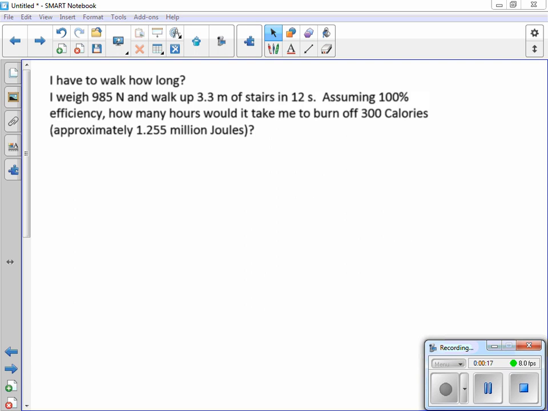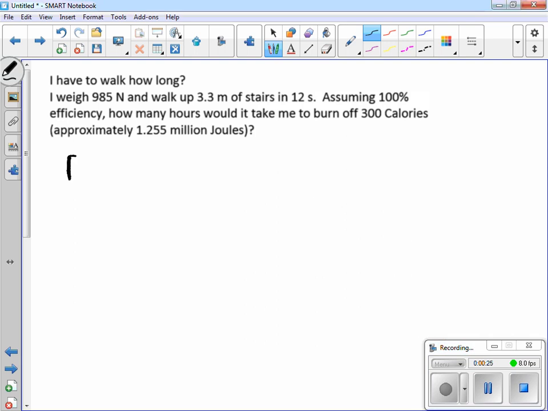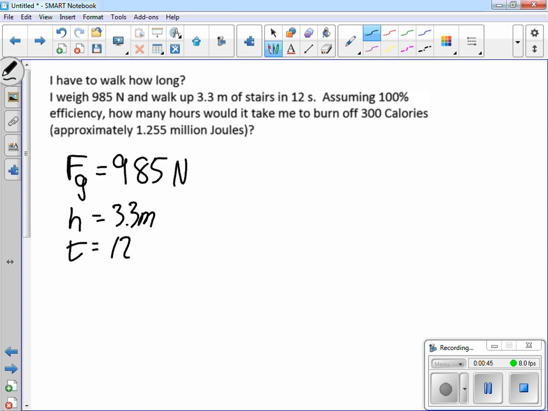I have to walk how long? I weigh 985 pounds. Back in the day. 985, sorry, not pounds. Wow. Newtons. Silly me. Never actually weighed that many pounds. And the displacement on the y, or the height, is 3.3 meters. And the time is going to be 12 seconds.